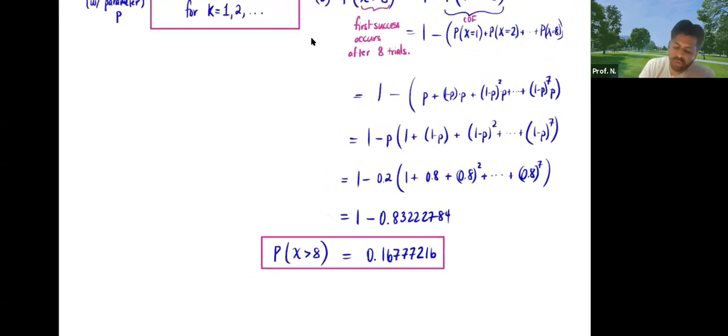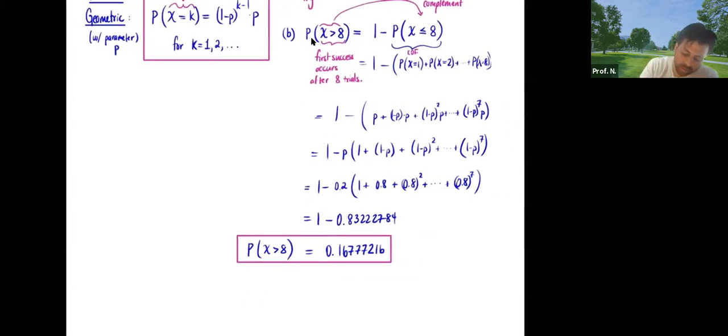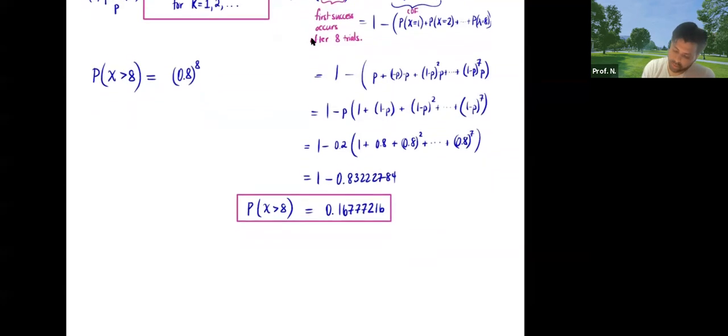And there's another way you could have also interpreted this. You could have considered it as if you have to take more than 8 tries for your first success, that means that your first 8 tries should have been failures. So that's another way to consider that. So that means that it must have been 0.8 to the 8th power.